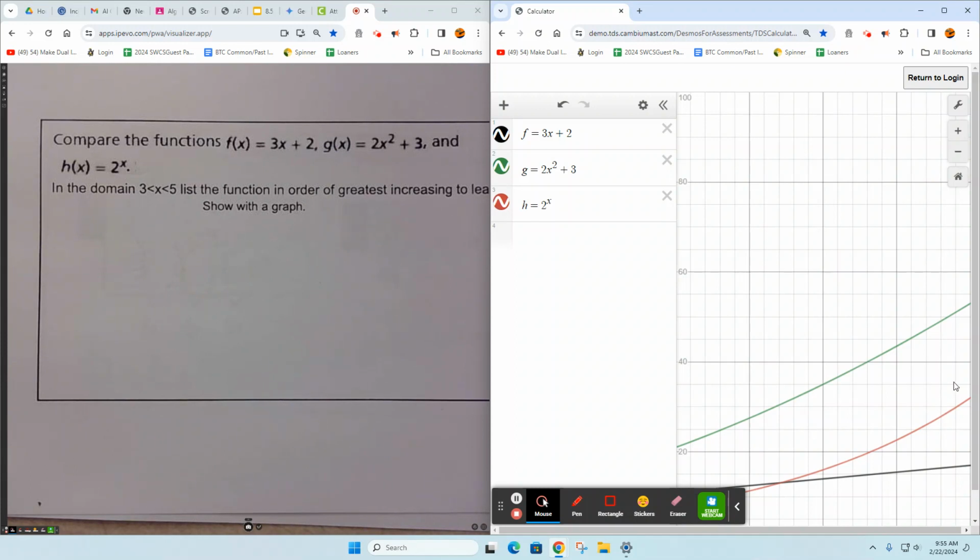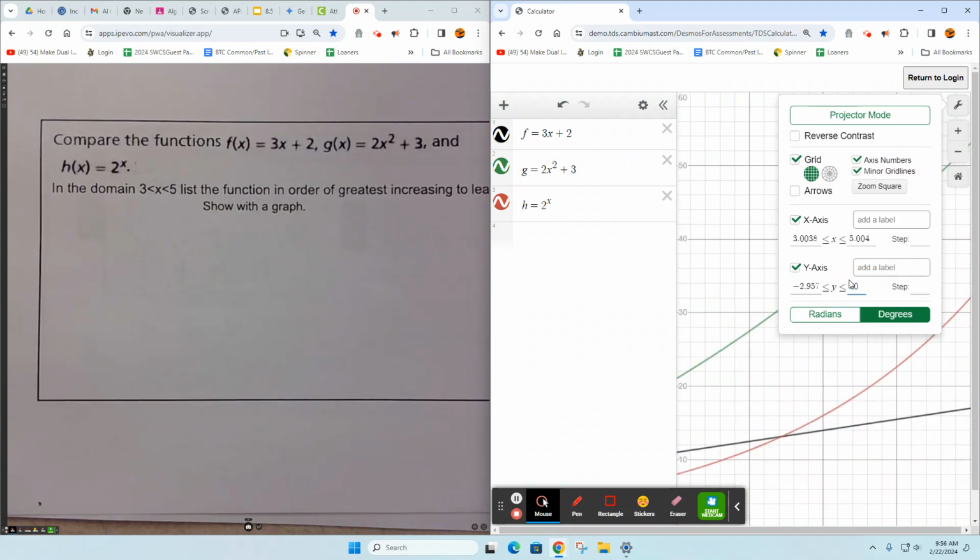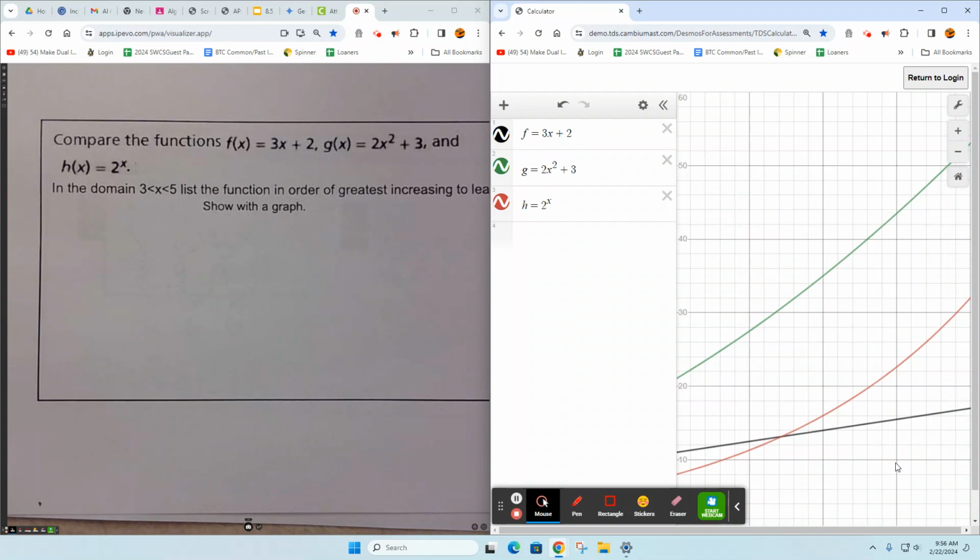How high did I need to go? I didn't have to go all the way up to 100. You could go to like 60. I could have gone to 60. So I could come down here and make an even nicer picture, right? Because I'm going to give this to my mom. And I can do that.